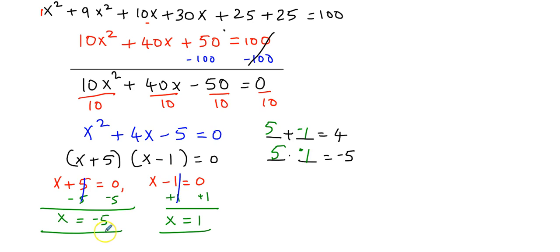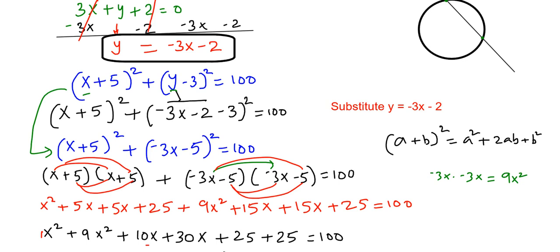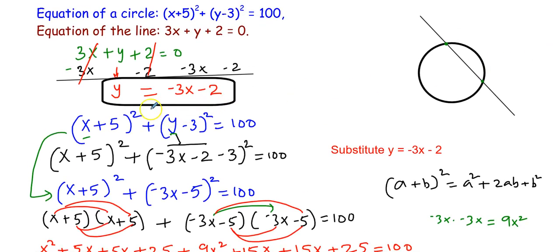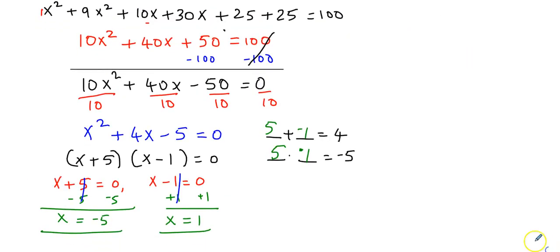So for this value of x equal to -5, now I have to find what the y value is. Similarly, when x equals 1, what is the value of y? How do you do that? For that, we have to go back to the equation of the line again. y is equal to -3x minus 2. Okay, I'll write it down. y is equal to -3x minus 2. So let me go here.